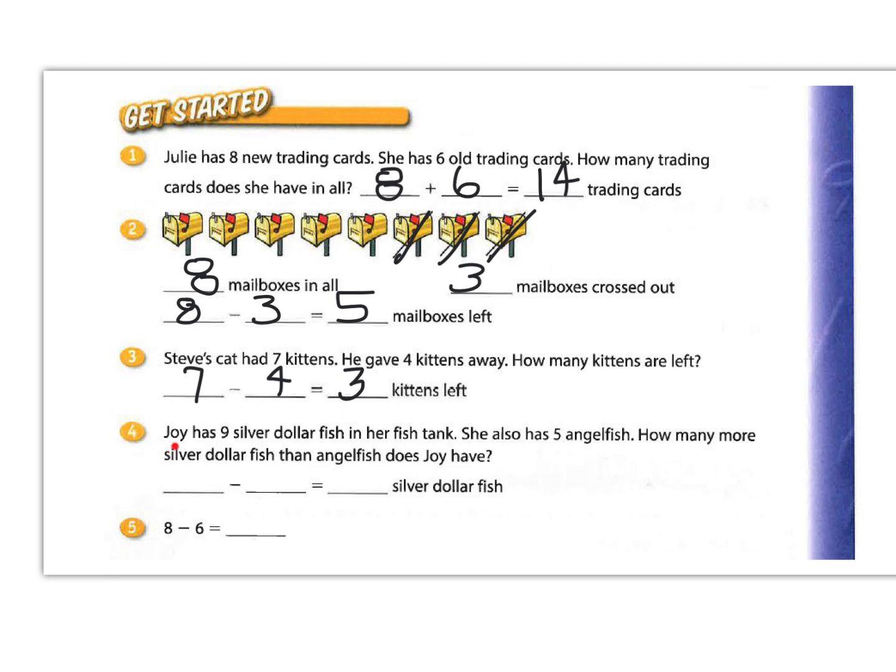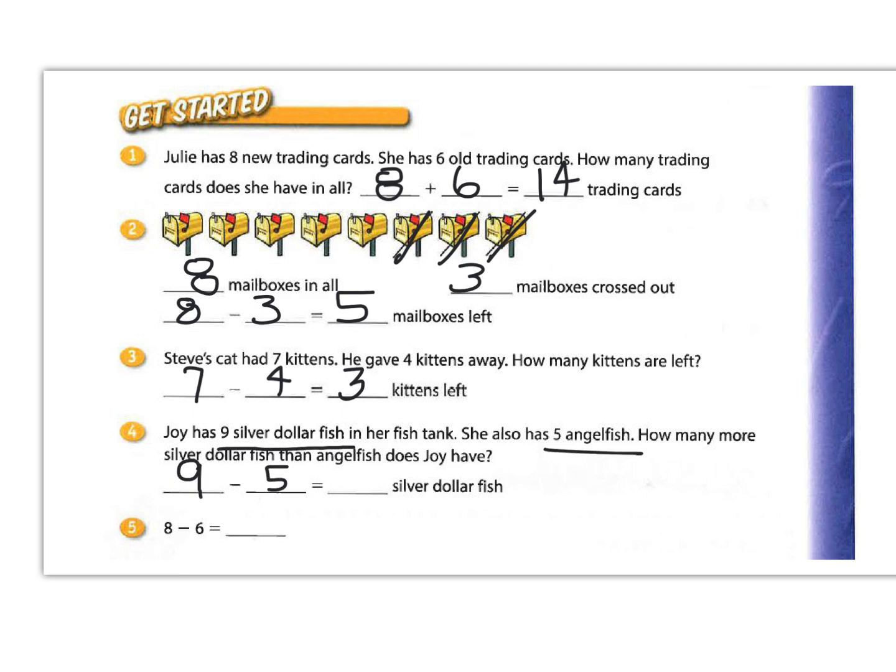Number 4 says, Joy has 9 silver dollar fish in her fish tank. She also has 5 angelfish. How many more silver dollar fish than angelfish does Joy have? When you see that in a problem, how many more, you would do subtraction. So the more is 9, and that's silver dollar fish. And then she has 5 angelfish.